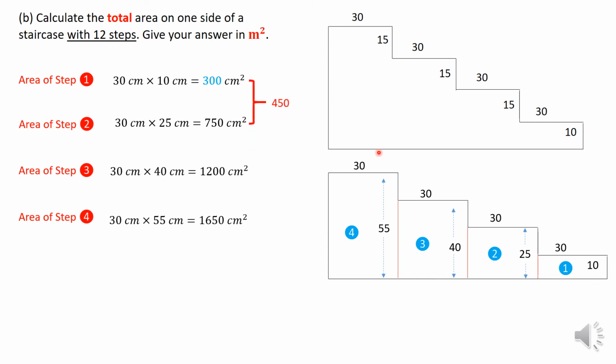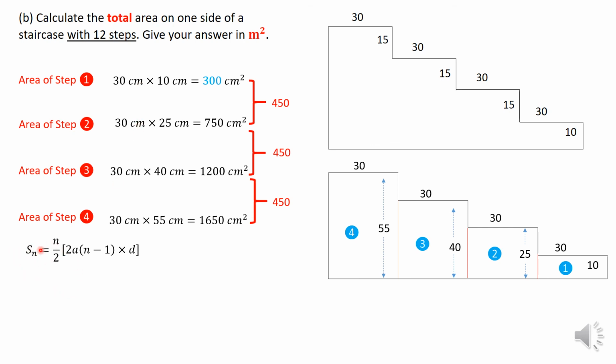So the 300 will be my first term. And you realize that it gives rise to a sequence where you add 450 every time. If you subtract 1,200 from 1,650, you get 450. If you subsequently subtract 750 from 1,200, you get 450. And if you subtract 300 from 750, you get 450, meaning that that is the common difference, and our first term is A. So when we talk about the total area, I'm going to bring in my sum formula.